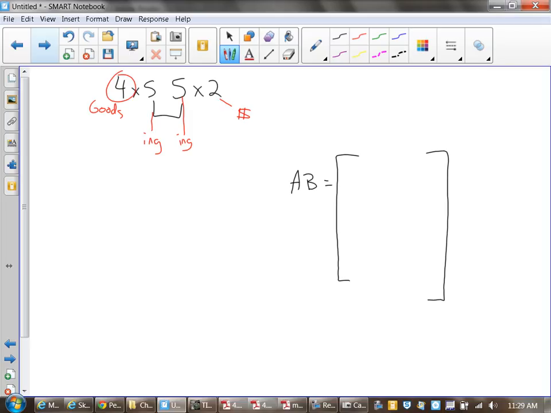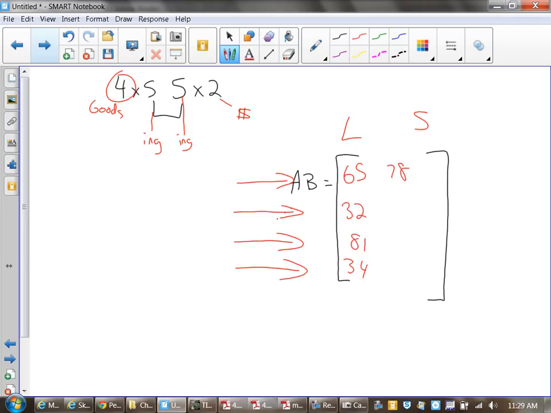So what happens here is each of those 4 rows is dealing with rolls, bread, cake, pie, for the large or the small amount of value. So when you multiply those together, hopefully you got the following: 65, 31. Did you get those values? I got 31.5.